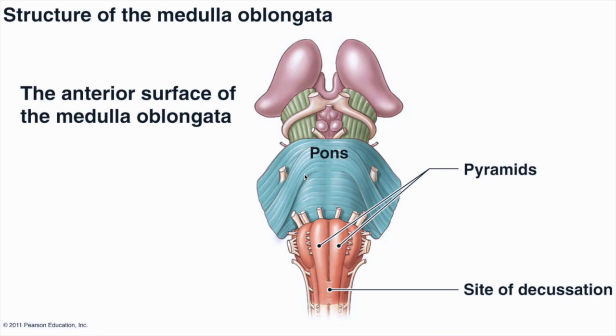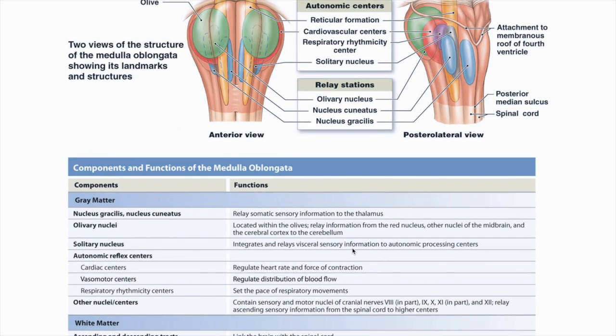Alright, next we're going to talk about the medulla oblongata, which is down here. In the medulla oblongata, sensory information is integrated and relayed, and there are several nuclei and relay stations. You don't need to know the individual ones, so be grateful for that. But know that the medulla does regulate heart rate and force of contraction of the heart, blood flow distribution, and respiratory movements.